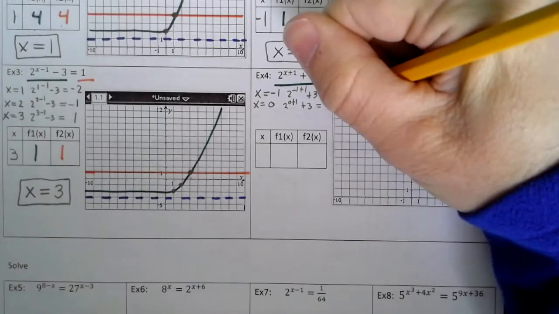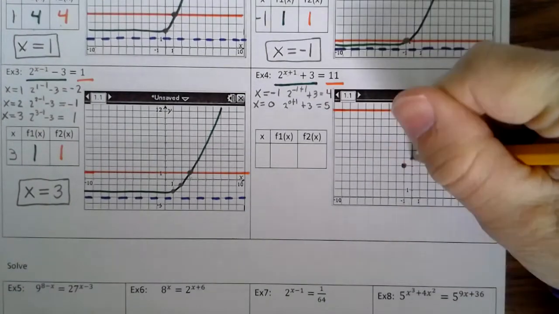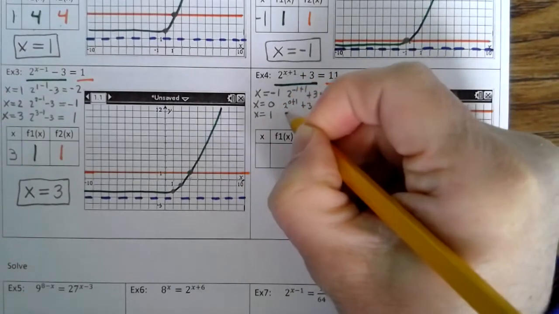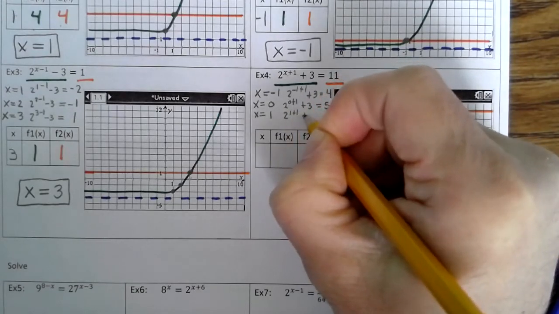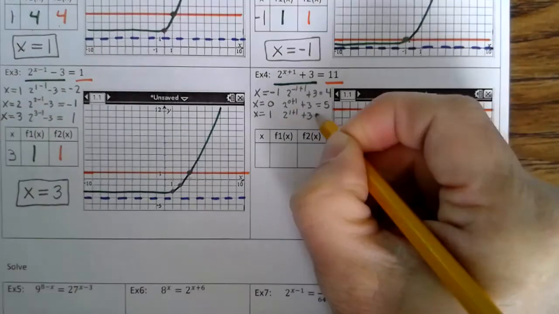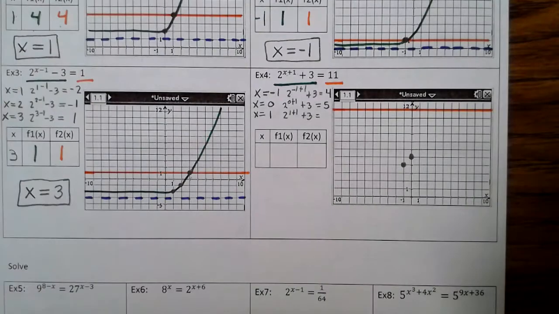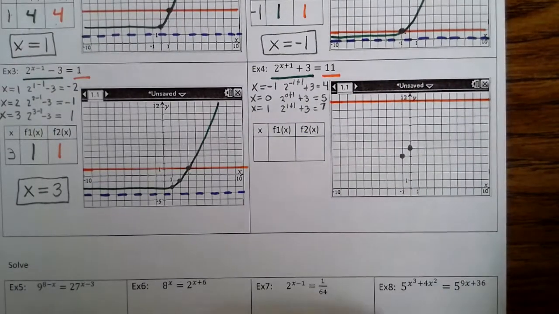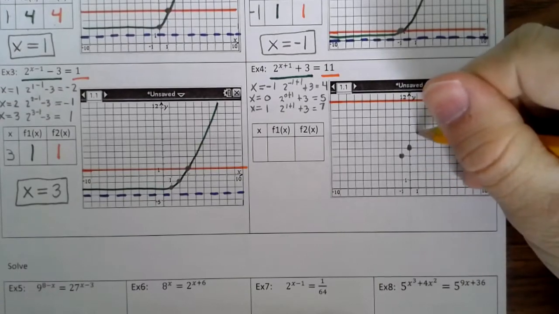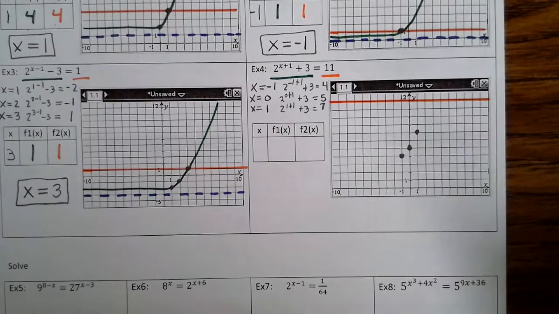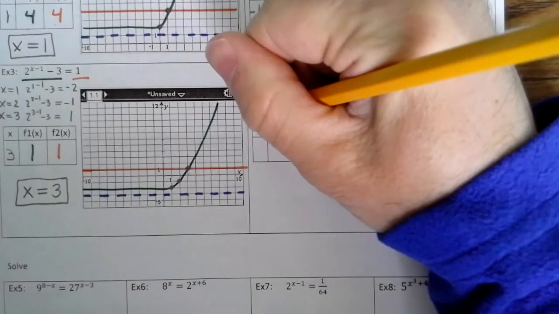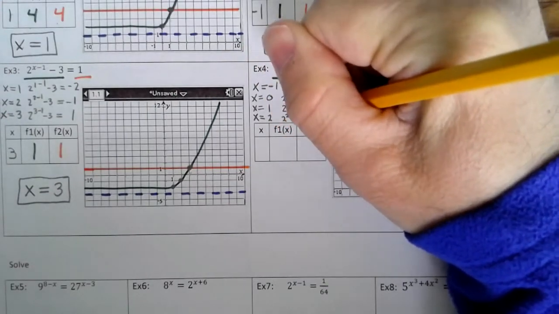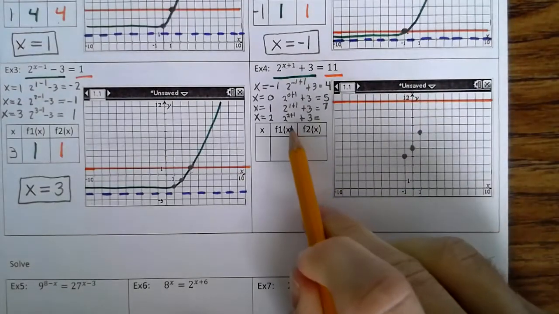Okay, and x equals 1. So that's 2 to the 1 plus 1 plus 3. So that's 4 plus 3 is 7. So 1, 1, 2, 3, 4, 5, 6, 7. And then when x equals 2, that's 2 to the 2 plus 1 plus 3. Well, that's 2 to the third power is 8 plus 3 is 11. So when x is 2, it's 11.